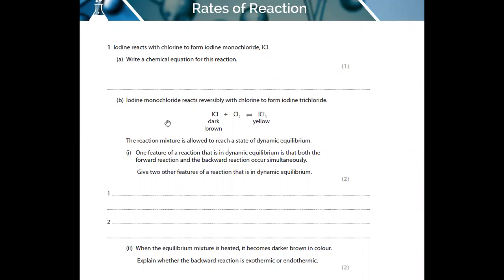Now they're saying iodine monochloride reacts reversibly with chlorine to form iodine trichloride. The reaction mixture is allowed to reach a state of dynamic equilibrium. One feature of a reaction that is in dynamic equilibrium is that both forward reaction and backward reaction occur simultaneously. Give two other features of a reaction that is in dynamic equilibrium. The concentration will be constant. Yes, the concentration of the reactants and the products will remain constant.